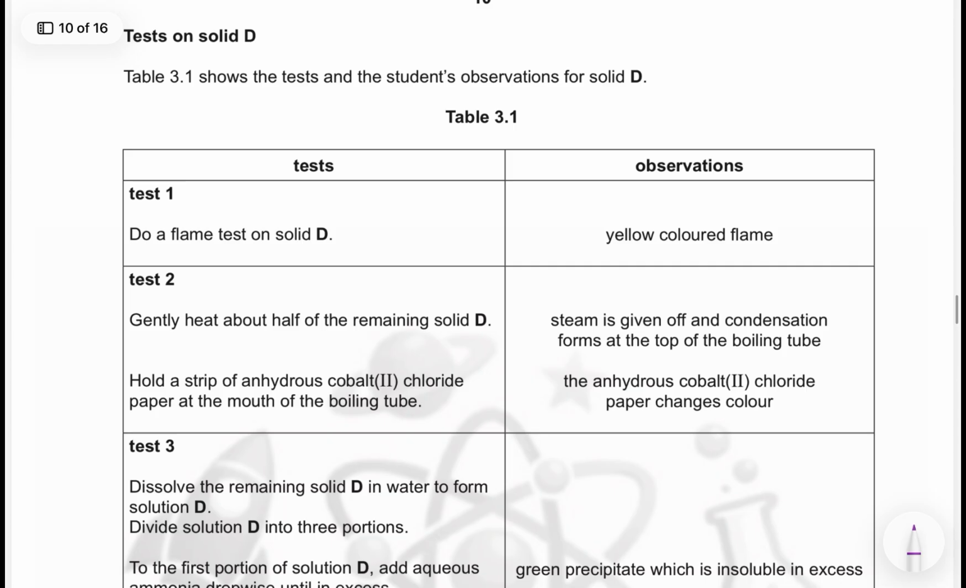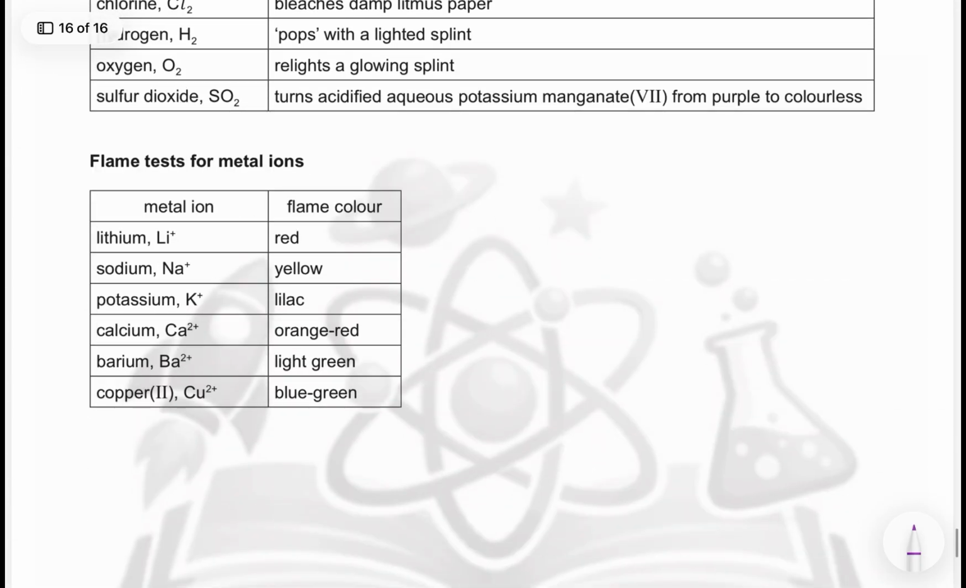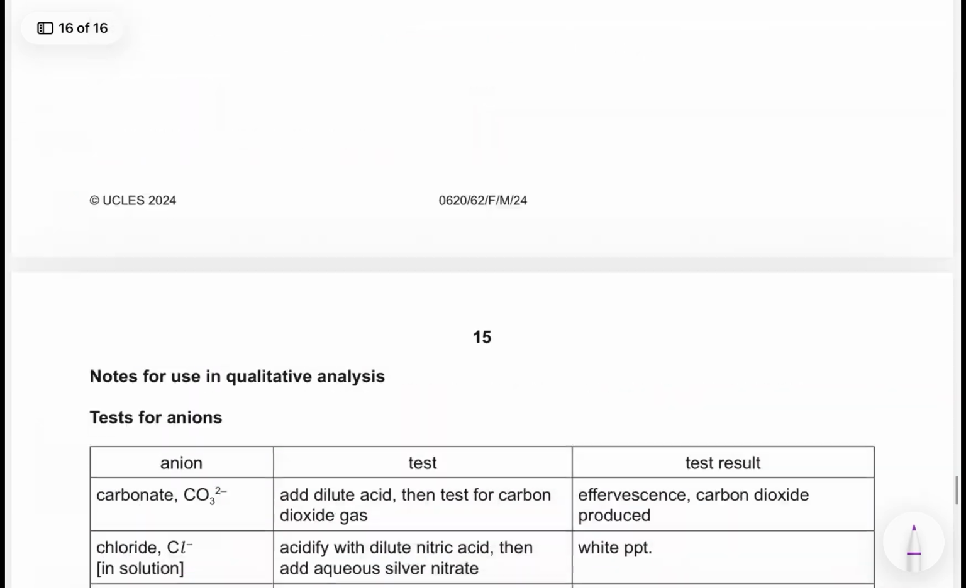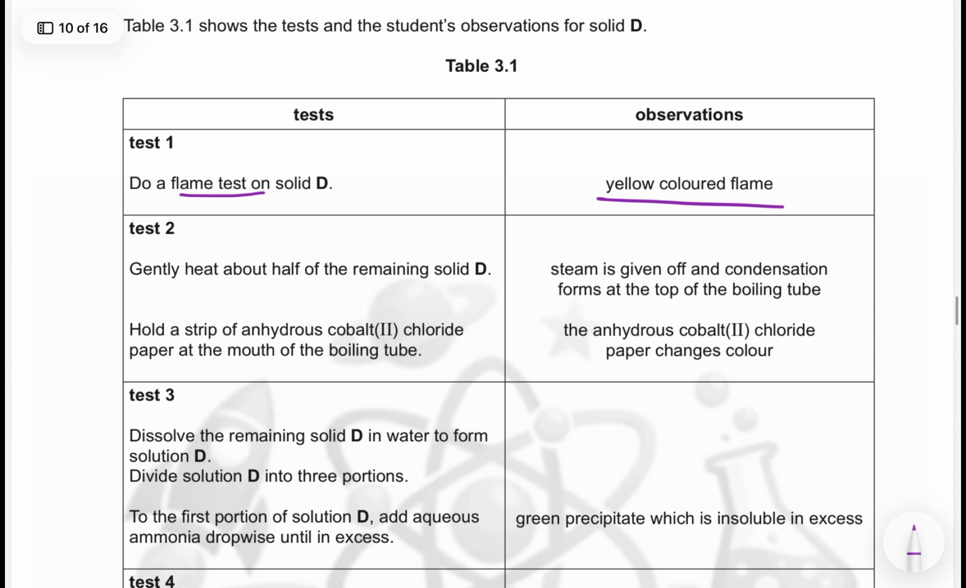Next, test on solid D. So we have to identify solid D here. They have performed a flame test and we are getting a yellow colored flame. So here we'll just check that yellow color flame is of which element, and it is for sodium. So we identify our cation as sodium with the help of the flame test.